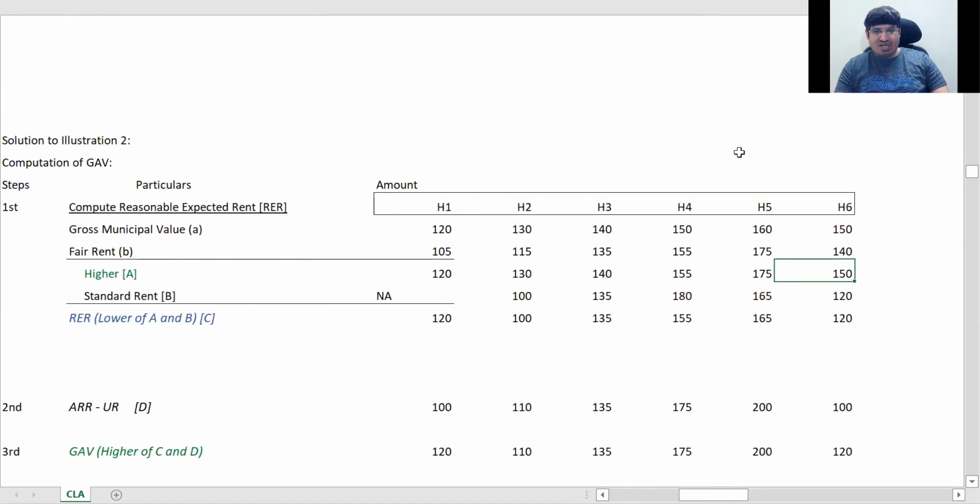Then I'll put standard rent 120. Again, this is 10/12 value. Okay, and then lower of these two is 120. So I got 120. ARR will be 100. We won't change. Now higher of these two is 120. So this is how we get this answer.